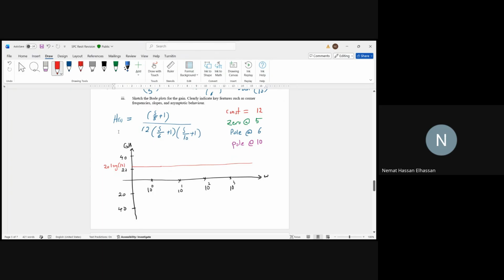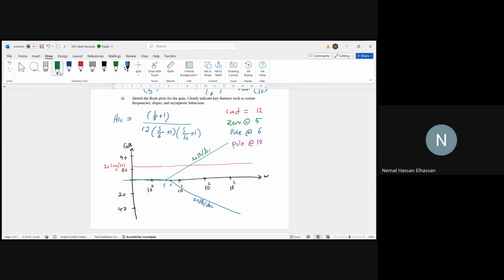And then we have the 0 at 5, so I'm going to find 5, which is approximately here, let's say. And the 0 at 5 means that prior to the 0 we are flat. Once we reach the break frequency, it will start to increase with a rate of change of 20 decibels per decade. And then for the pole at 6, say 6 will be somewhere here. It's going to be 0 or flat prior to that. And then once we reach the break frequency of the pole, it will start to drop with a rate of change of 20 decibels per decade.